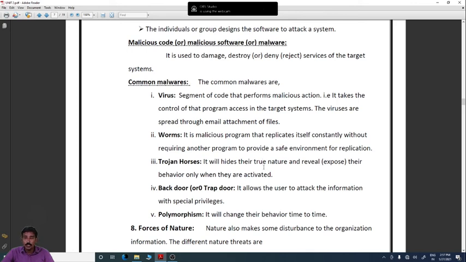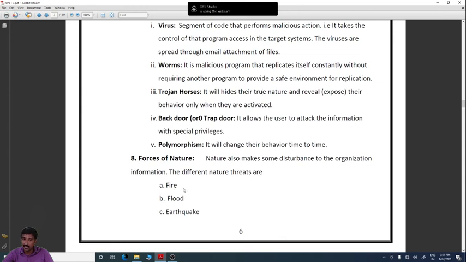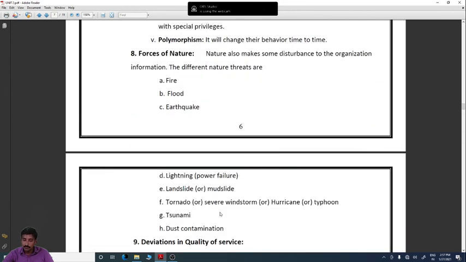Okay, I'll move on to the next one, that is called forces of nature. We know that nature also causes some disturbances to the organization's information. The following factors suggest some of the problems associated with nature: fire, flood, earthquake, lightning, power failure, landslides or mudslides, tornado, tsunami, and dust contamination. These are some of the factors that are a constant danger from nature.